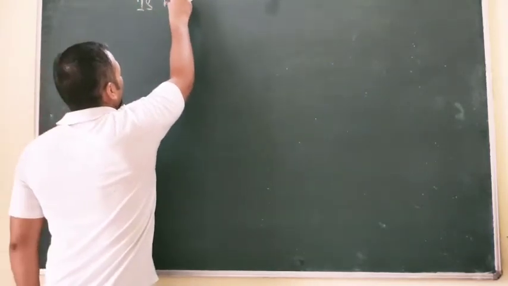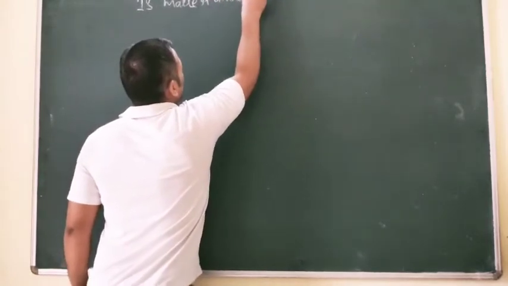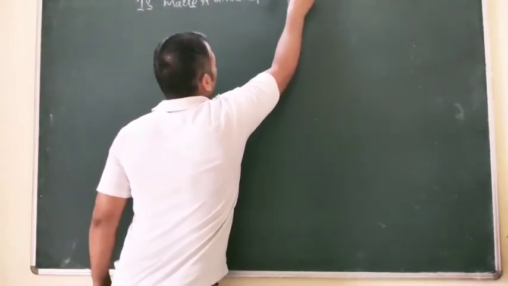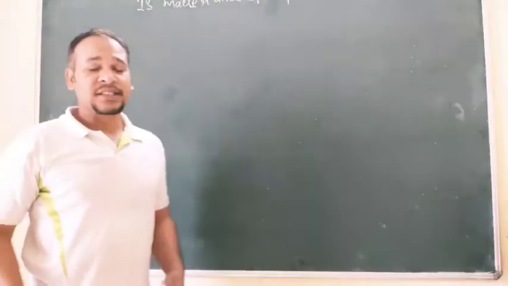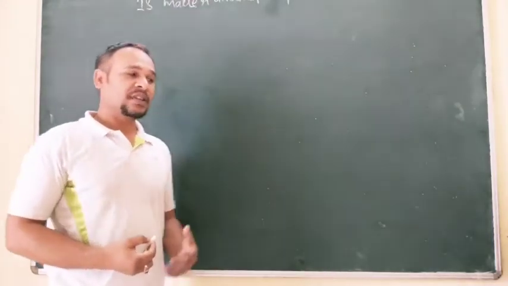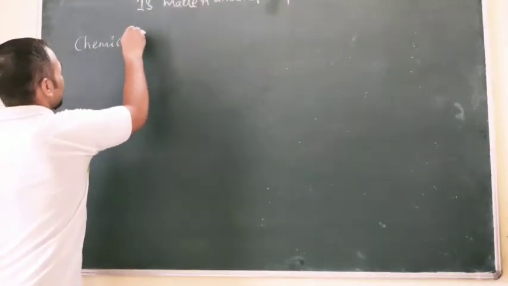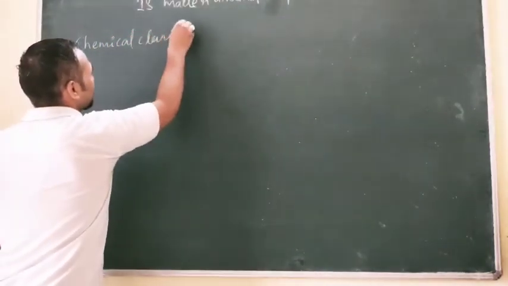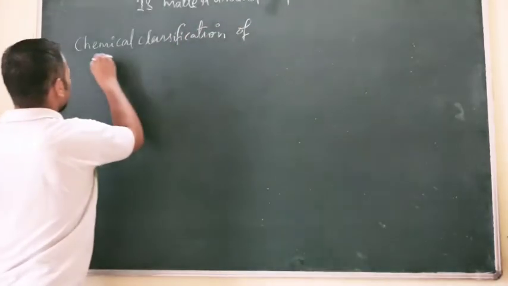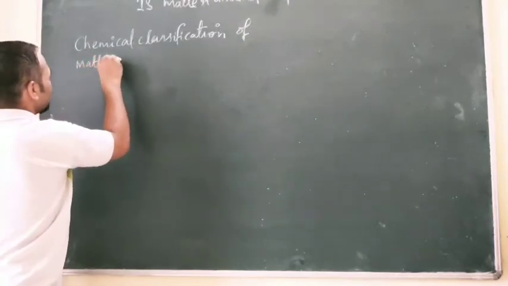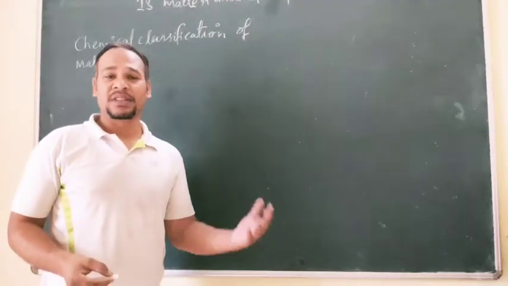Is matter around us pure? Right? As you have studied in the previous chapter the physical classification, here you will study about the chemical classification of matter. Right, students? In physical classification of matter, you have studied that matter is categorized into three categories.